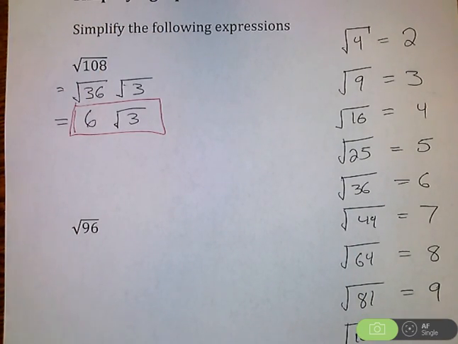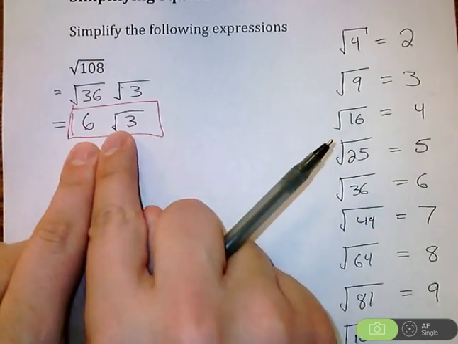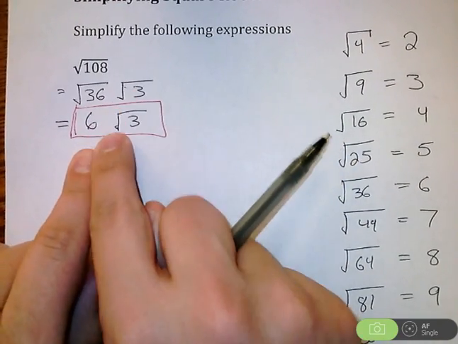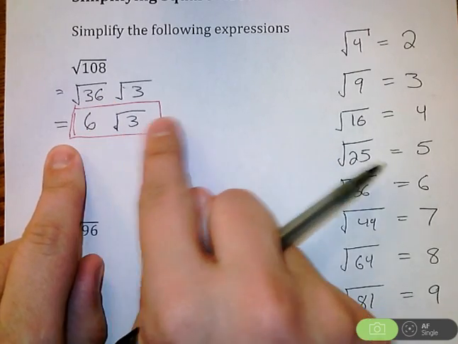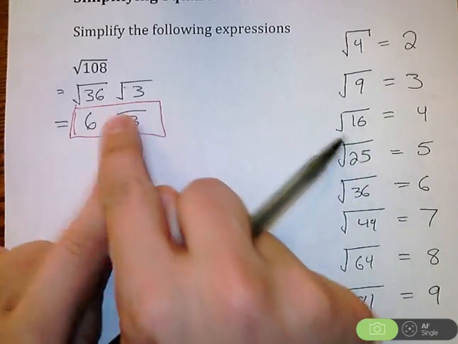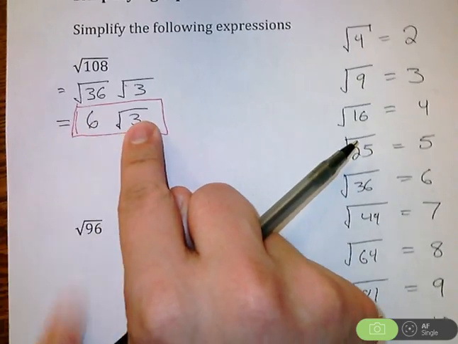Just a note on how you write this, the square root is always going to be in the back. Any real number you pull out, like the square root of 36, is going to be in the front. So it's 6 square root of 3. We don't say square root of 3, 6. So don't change the order. 6 square root of 3.